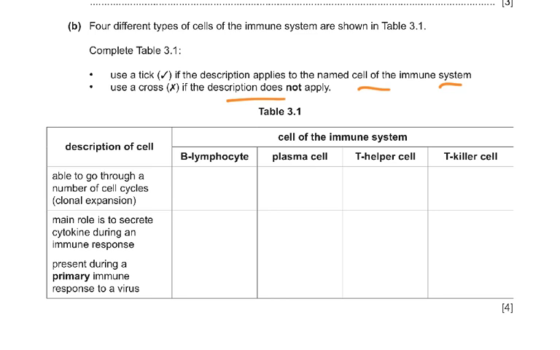Who is going to go through these? The B lymphocyte, not the plasma cells, the T helper cells, and the T killer cells. Once the clonal expansion happens, some of them become the B lymphocytes. Then the second point: main role is to secrete cytokine during an immune response. This one doesn't, this one doesn't, T helpers do, and this one doesn't. Then present during a primary immune response to a virus: B lymphocytes are present, plasma cells are present, T helper cells are present, and T killer cells are present.